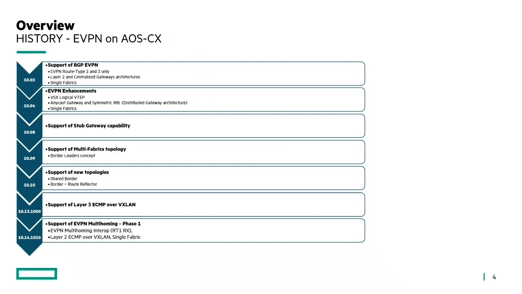That offered the initial phase of EVPN multi-homing interop, which was CX can now process route type 1s on the receive side. We can't transmit yet, so that's coming in a later phase, which we'll cover in more detail as we go through this. Another important aspect is the layer 2 ECMP over VXLAN for single fabric deployments. This is also known as MAC aliasing, and we'll get into this in more detail as we go through the presentation.